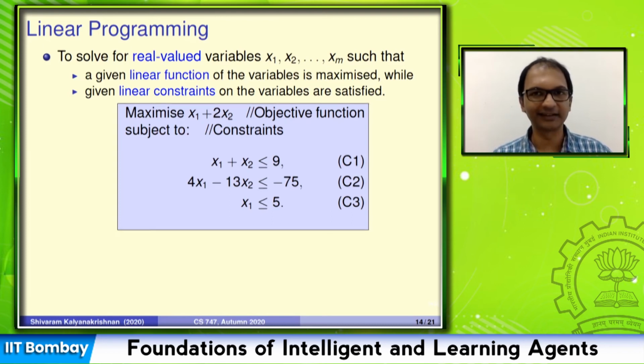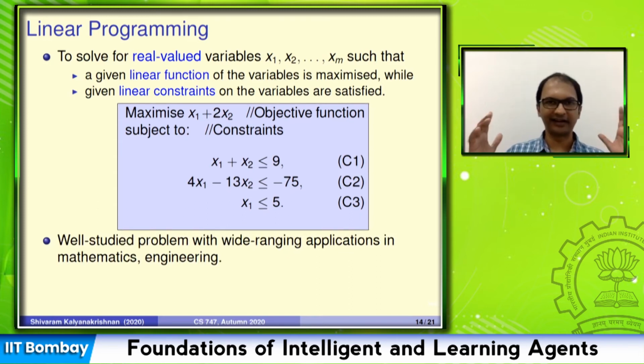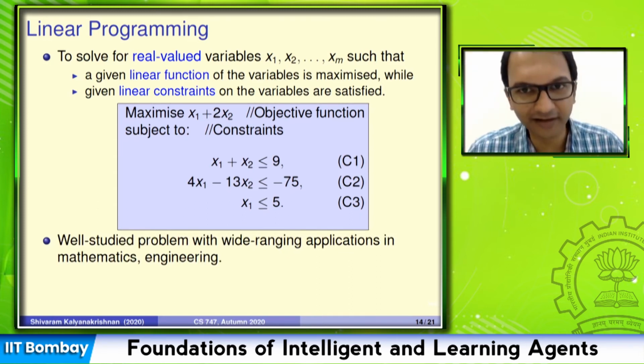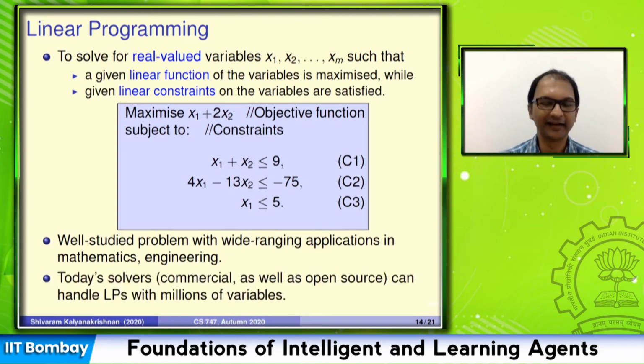So that is still going to keep it linear. Problems like this are very commonly encountered in various fields of engineering. Various mathematical problems can be described using this linear programming formulation. So it's a very well studied problem, and given the attention it has received, there are very, very good solvers for linear programs.